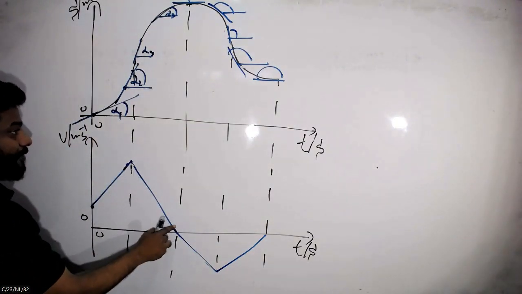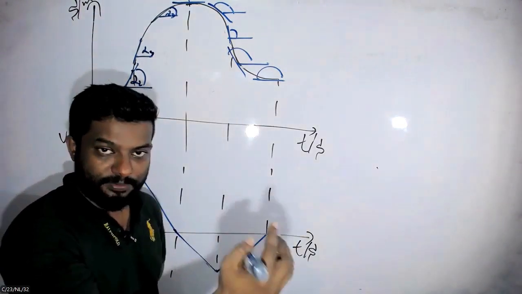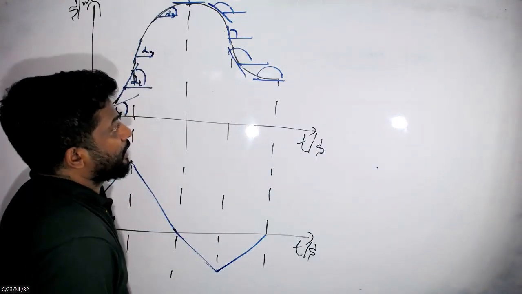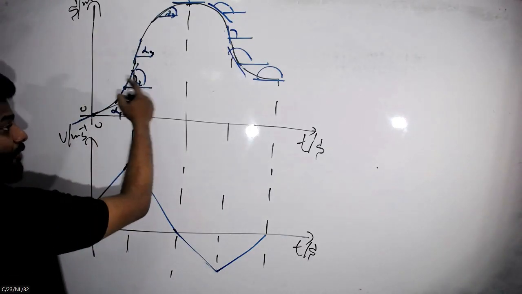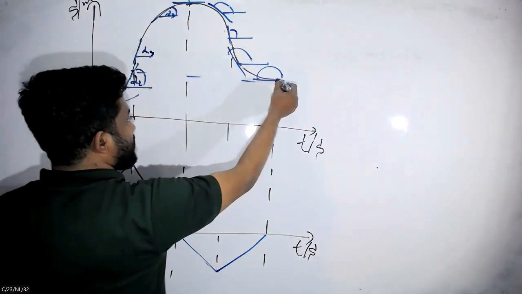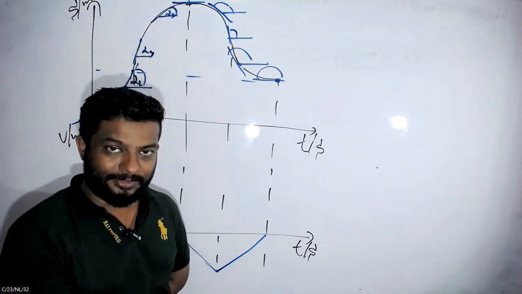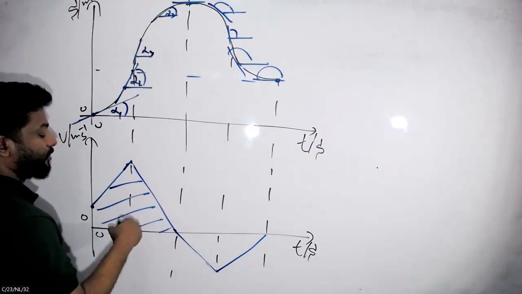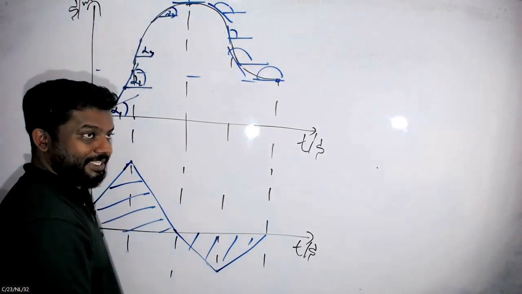Due to these positive velocities, the object moves towards the positive direction. Due to these negative velocities, the object moves towards the opposite direction. Here you can observe that according to this displacement time graph, at the end of the motion, this object has a positive displacement. Therefore, this positive area, distance traveled towards the positive direction, should be greater than distance traveled towards the opposite direction.